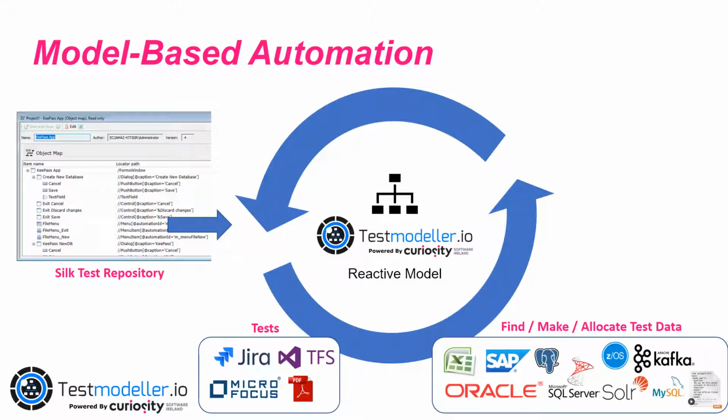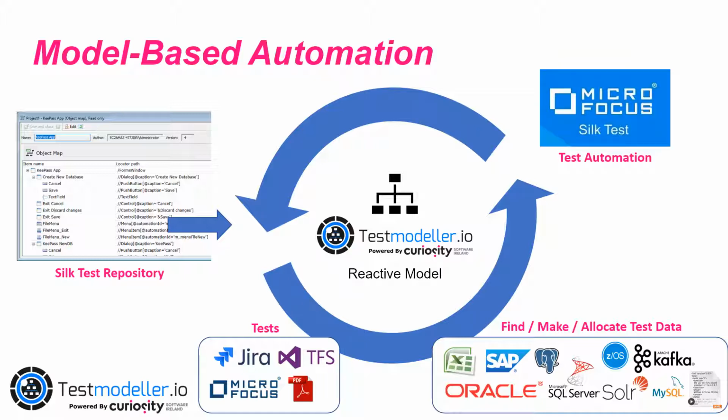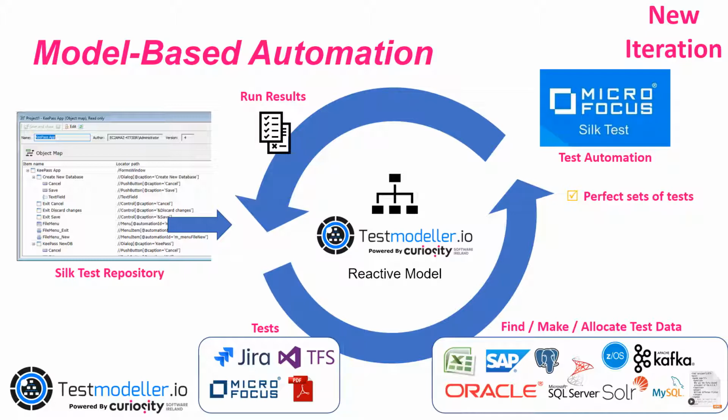You can find, make, and allocate test data for your test cases. You can automatically export automated test cases into Silk Test, and you can also synchronize the run results back up and overlay them on the model. Whenever there's a new iteration, all you need to do is update the model, and all of these assets get updated seamlessly. Using Test Modeler, you get the perfect set of test cases, the minimum amount to maximize coverage.